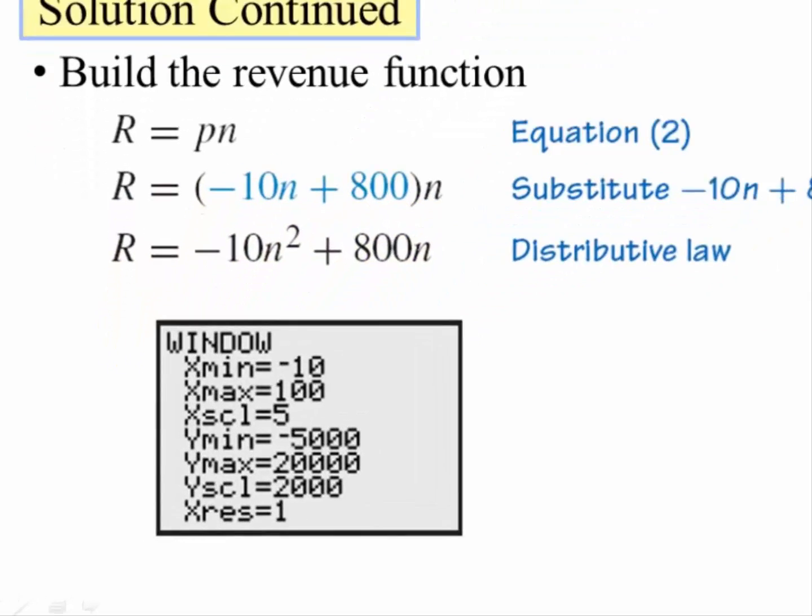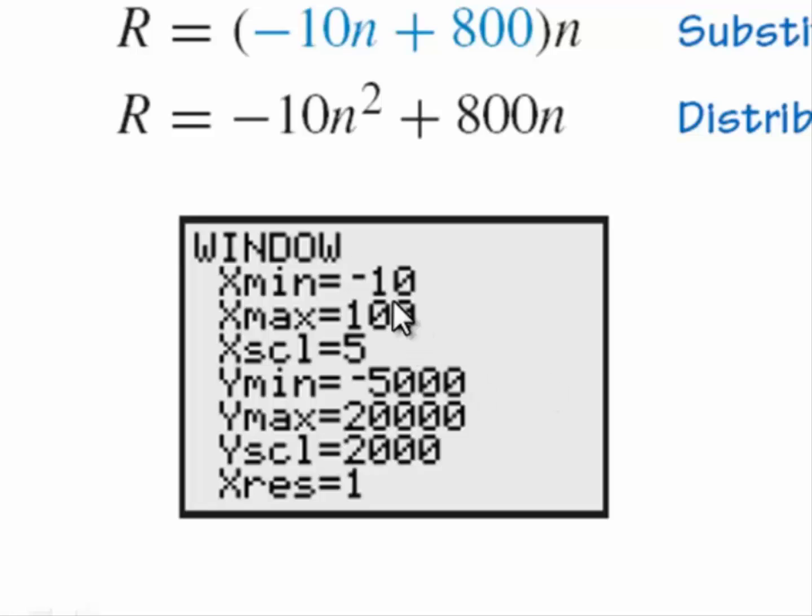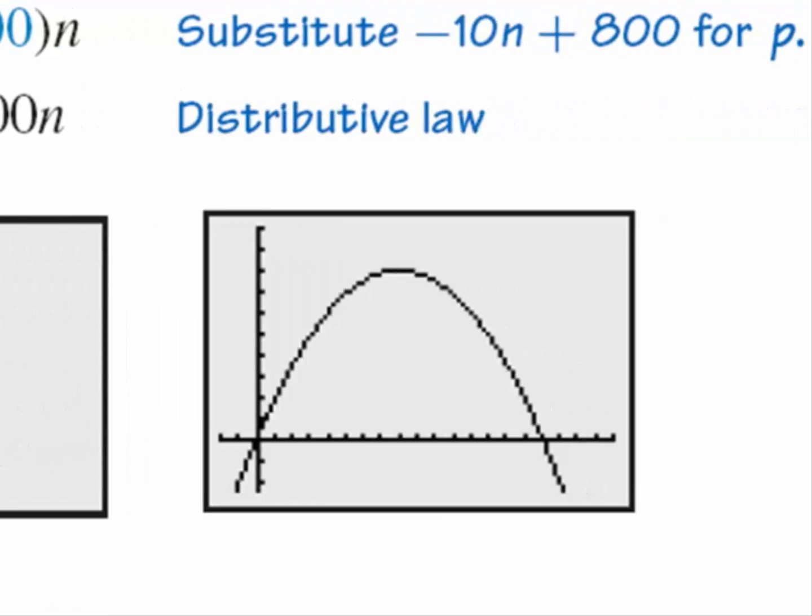To graph this quadratic function, I will use these values for the window settings. Negative 10 for the x min, 100 for the x max. I want to count by 5, and then for the y min, negative 5,000, the y max 20,000, and I want to count by 2,000. Now I got these values from looking at the table for various values. Hitting graph, we can see the parabola. Here are the intercepts. This looks like the maximum value here.